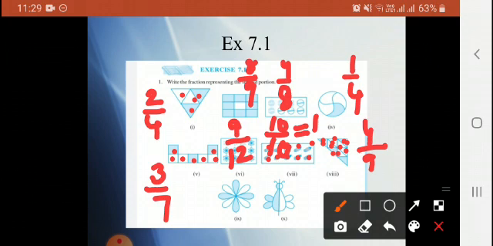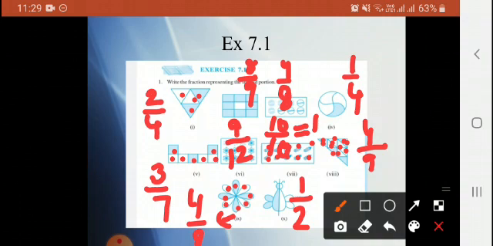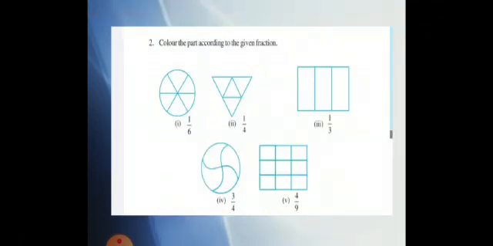In the ninth part, let us count the total equal parts: 1, 2, 3, 4, 5, 6, 7, 8. 8 equal parts, and out of 8 equal parts 4 are shaded. So its fraction becomes 4 by 8. In the last part, the complete figure is divided into 2 equal parts, and out of the 2 equal parts 1 is shaded. So we write the fraction as 1 upon 2. Hope children you are clear with how to write a fraction of any object, how to write it as numerator upon denominator.